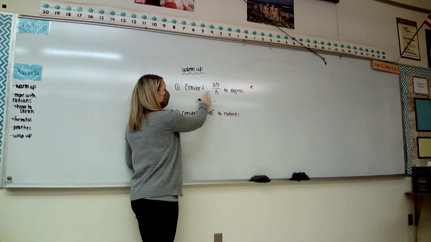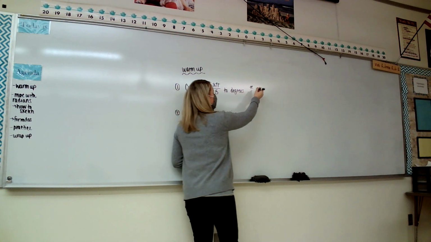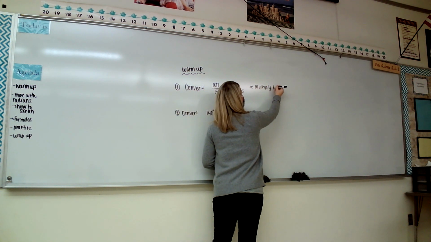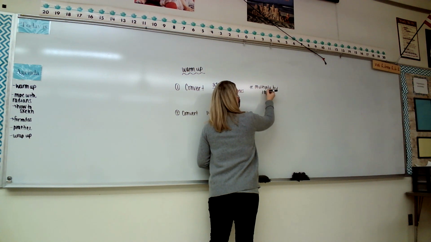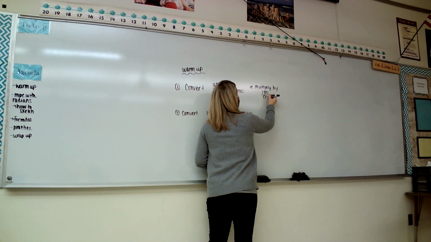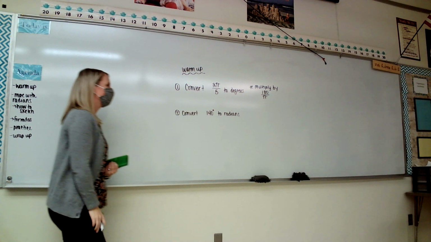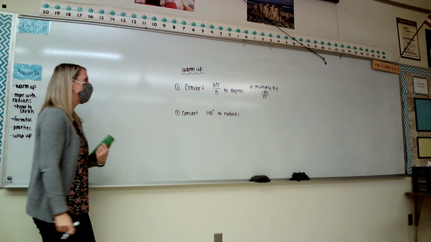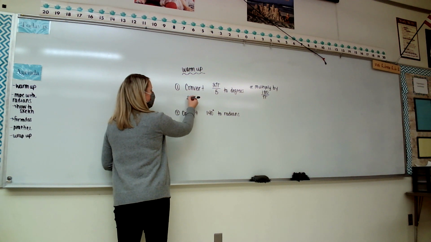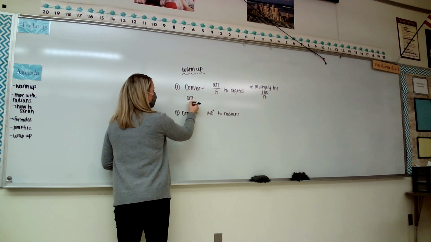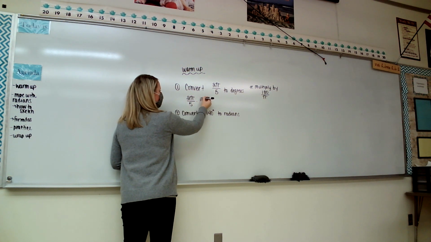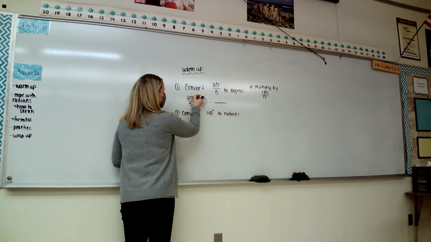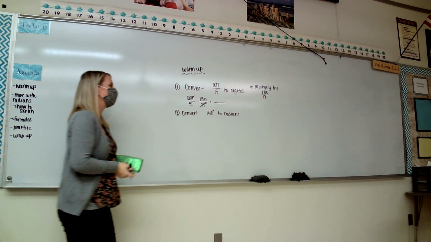Anytime we're going from radians to degrees, I'm going to multiply by 180 over pi. So anytime you start with a radian and you need to go to degrees, you're multiplying by that same fraction. So I would start with 2 pi over 5. I'm going to multiply by 180 over pi. What happens is the pi's cancel, so that's delightful.